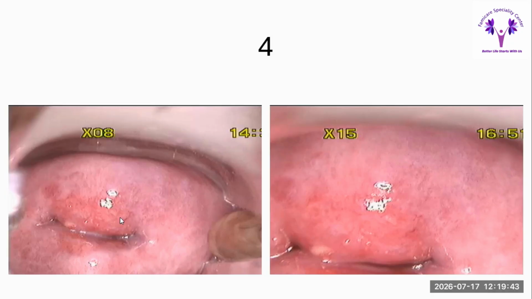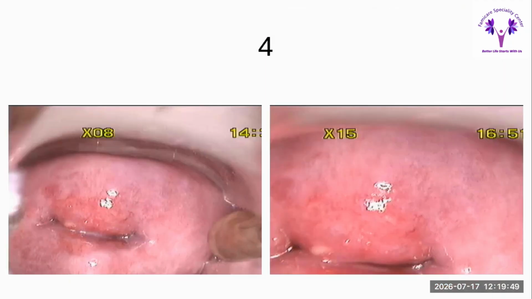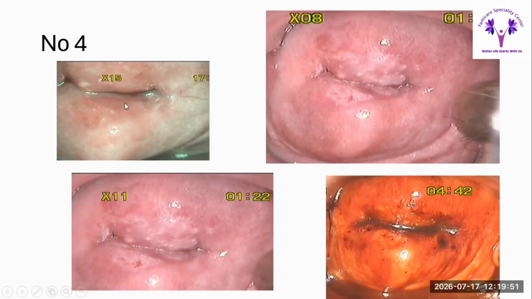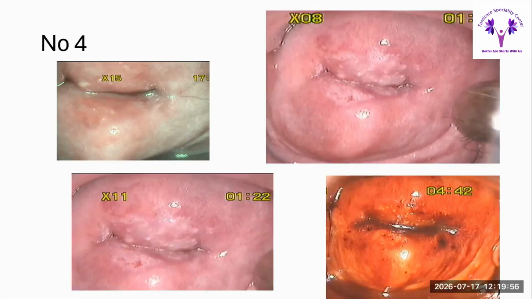The maximum changes will be going on around the neosquamocolumnar junction. So this is the same case which I am showing you here. Yes, it is the same case. Now you can see easily that this is the neosquamocolumnar junction. This is 15 magnification. This is 8 after application of the acetic acid. Here I have applied it. So there are crypt openings. You can see more clearly here. And this Nabothian follicle.